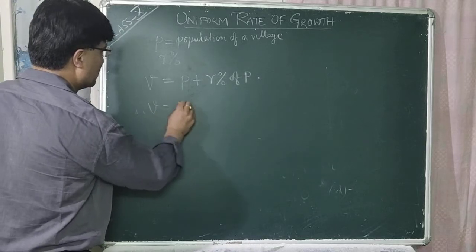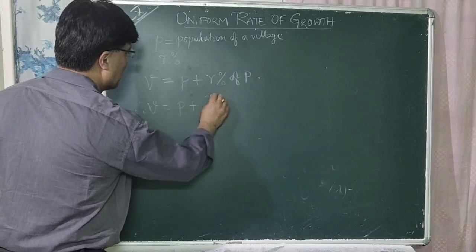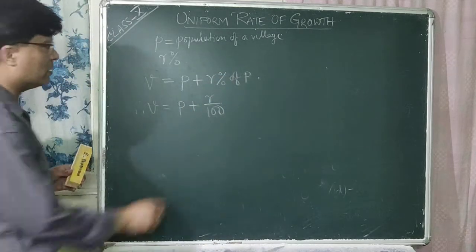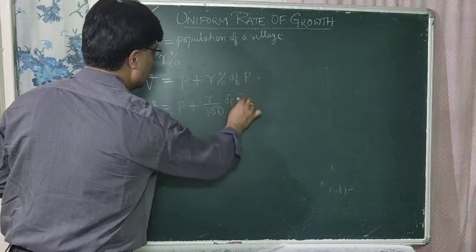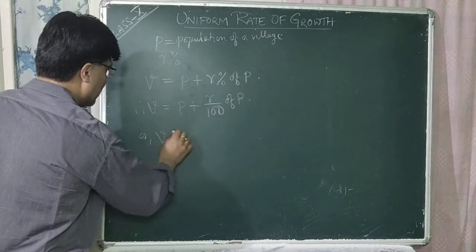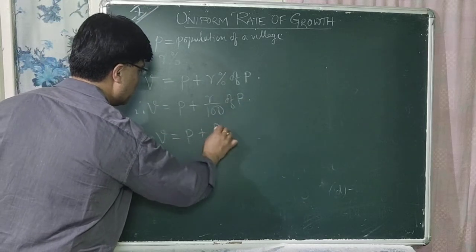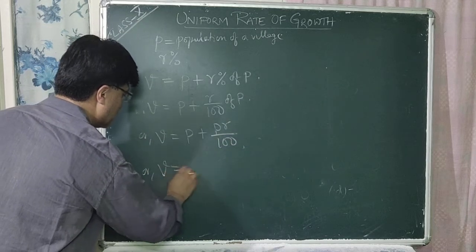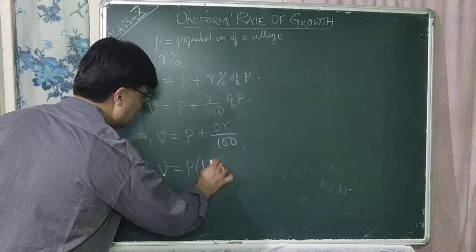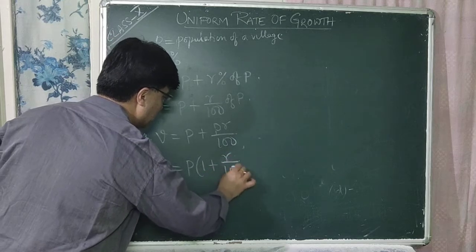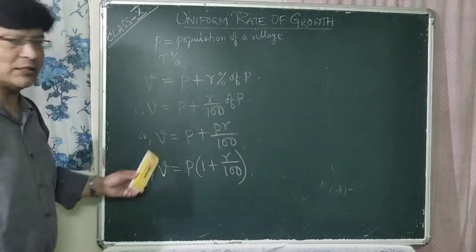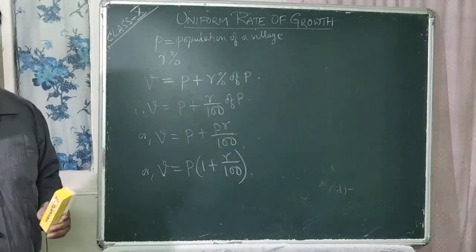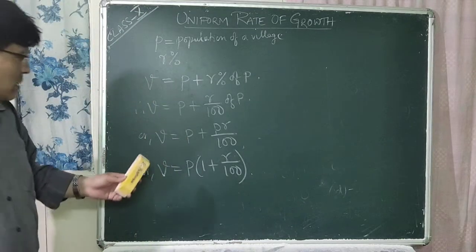Therefore V is equal to P plus R by 100 of P, since R% means R by 100. That is, V is equal to P plus PR upon 100. What is common out here? V is equal to P within bracket 1 plus R upon 100. So this is the population of a village after 1 year.